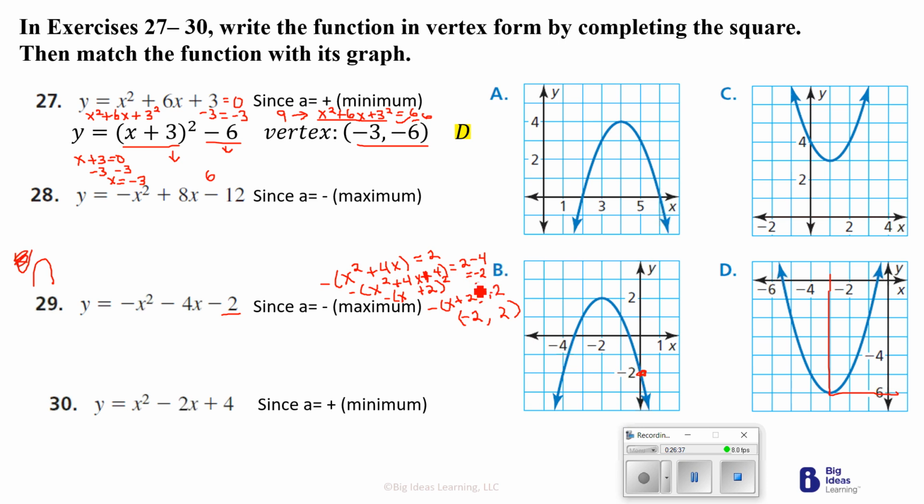We're going to bring back the -2 over here, which will make it a +2. Now we have negative (x plus 2) squared plus 2, and when we solve for x, we get a -2, and the +2 comes down for the y value. Let's see how I did.